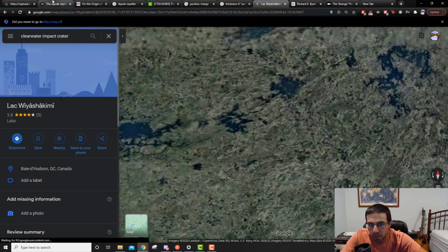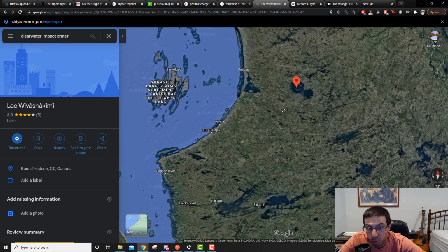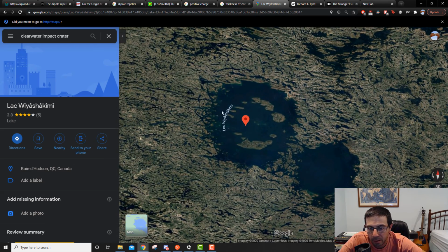I think it's called a Clearwater. There it is. It's a dual impact crater, supposedly. And what's interesting is there are two craters next to each other, so it was probably from the same object that broke up as it came in through the atmosphere, and then it created these two craters.